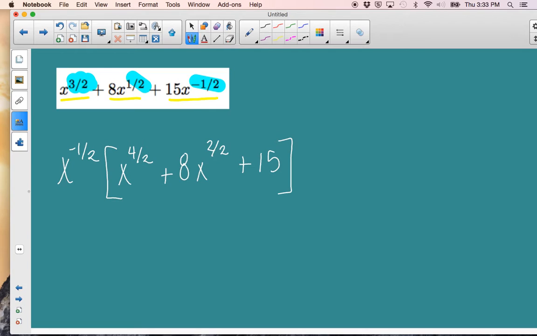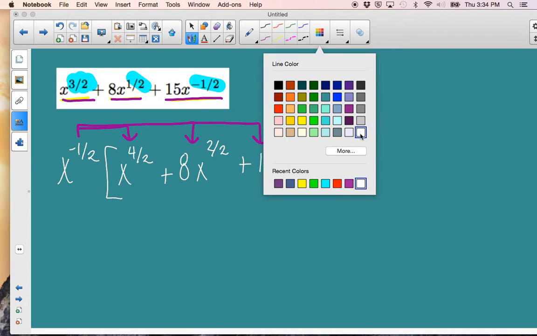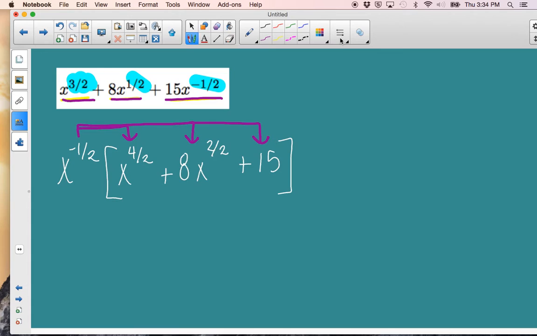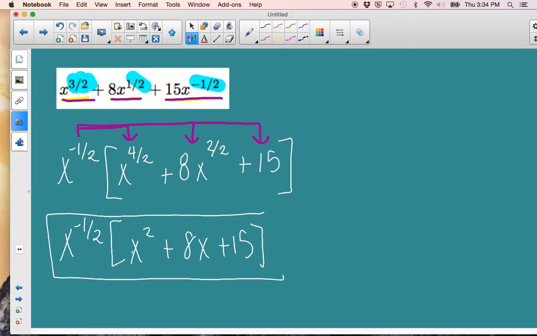And you can always double check: is it true that this times this gives you your first term? Yes, it's true. Is it true that your GCF times your second term gives you this second term up here? Well, yes, it's true. Is it true that your GCF times 15 gives you this third term? Well, yes, it's true. So we factored it. And I'm just going to simplify my exponents. So x to the negative 1/2 times x squared plus 8x plus 15. And notice we're just factoring in GCF today, so I'm just going to leave it like that. And that's example number 3.